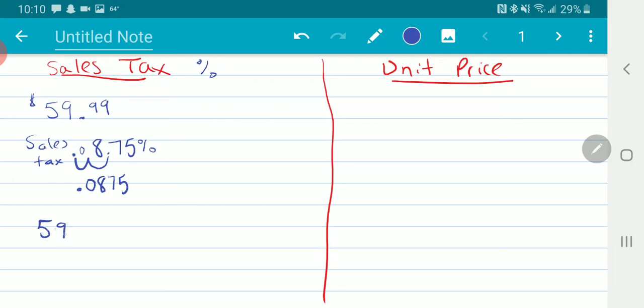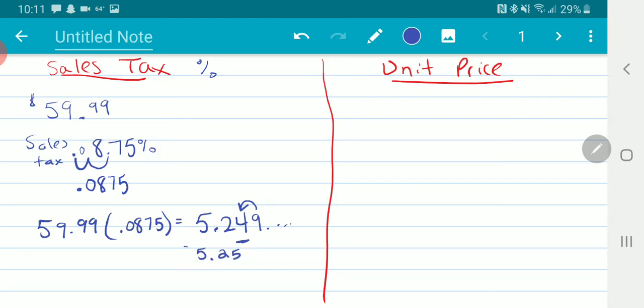Whenever I'm given that percent, I know that means to multiply. So I'm going to take my 59.99 times 0.0875 and plug it into my calculator. So 59.99 times 0.0875, it's going to come to 5.249125, and so on. When I'm rounding, I always want to keep two places after the decimal. We're talking about money. So that 4 is going to become a 5. And my sales tax is $5.25.